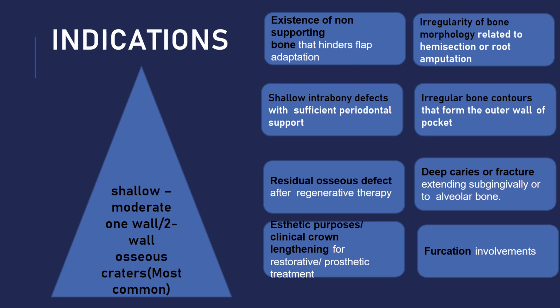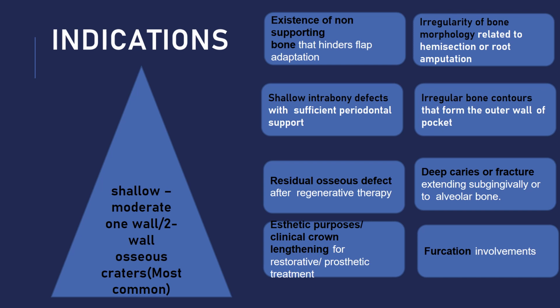In case of deep caries or fracture extending subgingivally to the alveolar bone, we need to remove some amount of bone to get access to the caries. Then aesthetic purposes or clinical crown lengthening: we need to expose some tooth structure for restorative or prosthetic treatment, so osseous reshaping is done to expose more tooth. Then furcation involvements: for making periodontal maintenance possible, in case of tunneling, all these procedures involve removing the bone.